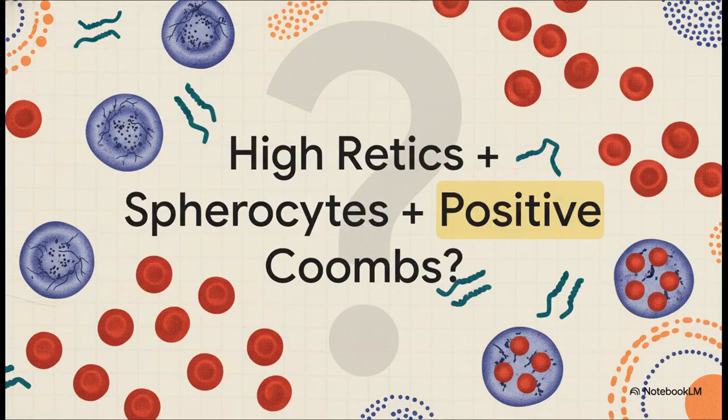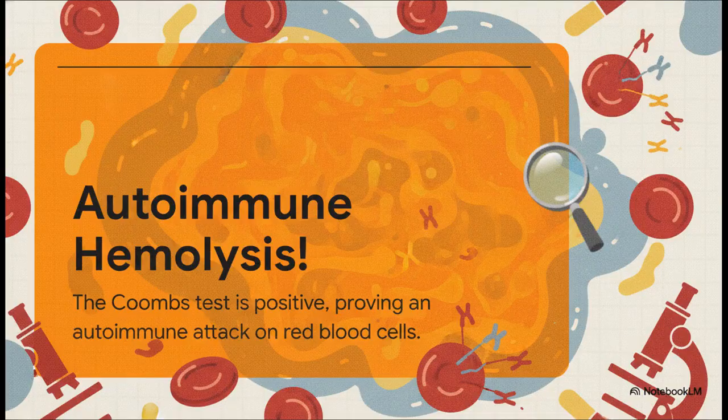Let's dig deeper into hemolysis. So you've got the high retics. You see spherocytes on the smear, and this is the clincher. The direct Coombs test is positive. That's a slam dunk for autoimmune hemolytic anemia. The positive Coombs test is the smoking gun. It proves that antibodies are sticking to those red blood cells and marking them for destruction.